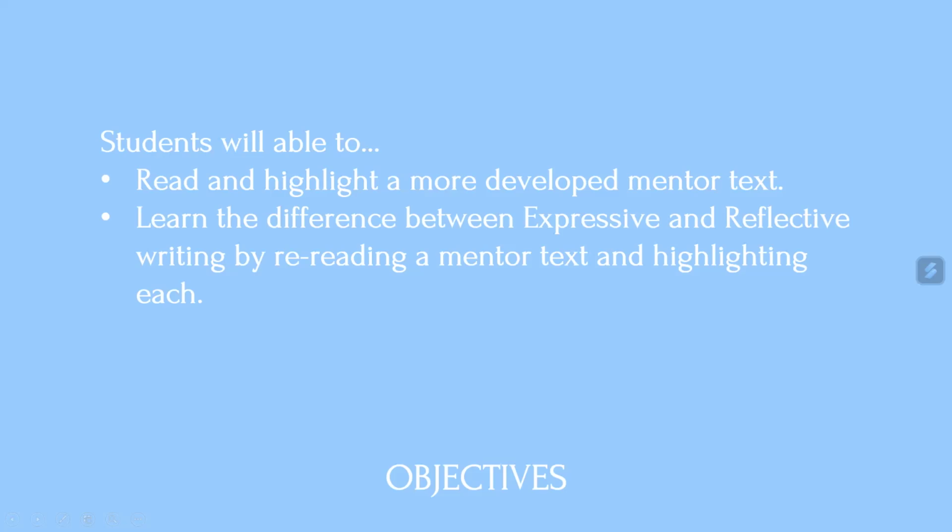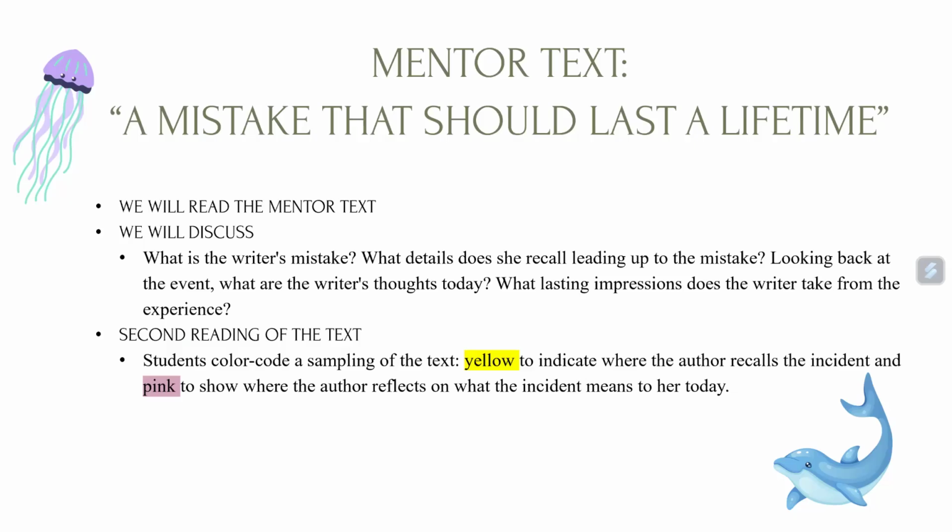Mentor text reading for 20 minutes. Here, the objectives are the students will be able to read and highlight a more developed mentor text, learn the difference between expressive and reflective writing by reading and rereading a mentor text and highlighting each. This is called a mistake that should last a lifetime.